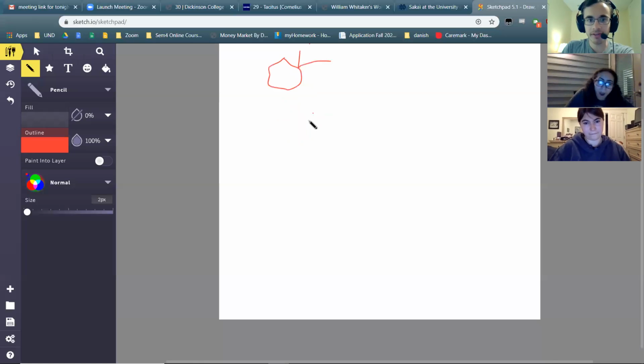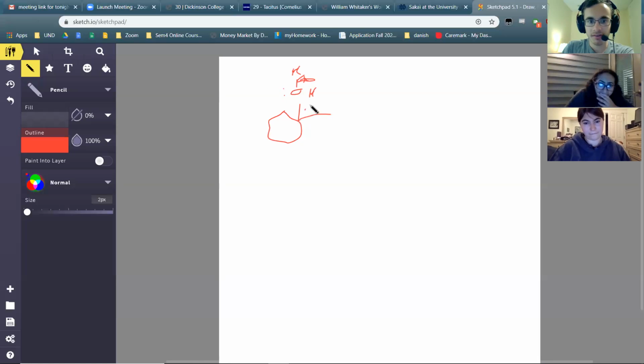So I'm going to try to avoid the gap in the table here. If we get rid of that bond, and what I'm doing here is moving the electrons from that bond to the oxygen, we end up with our original ring here, right?